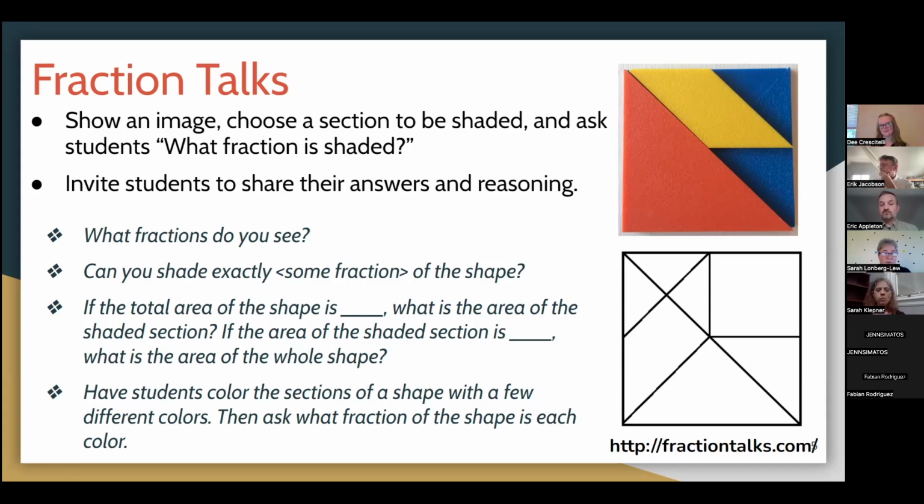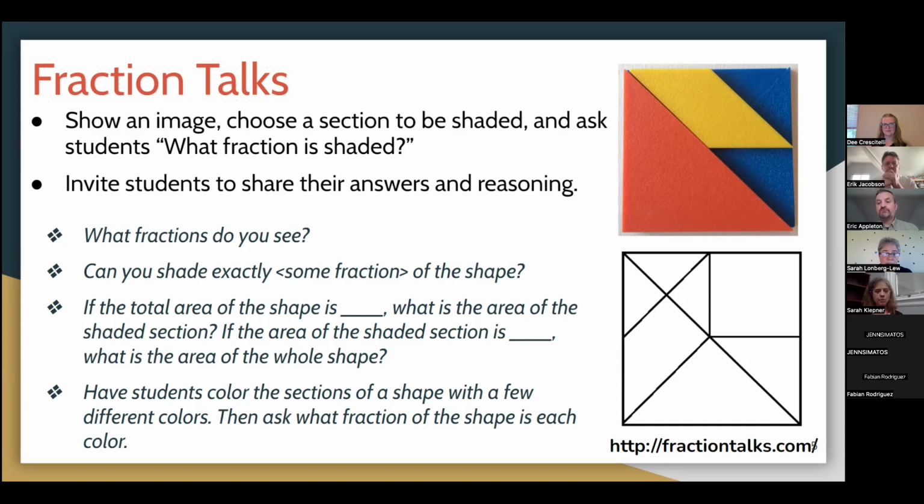I could bring an area lens to it. If the area of the shape is, and I could decide, what number I choose to give you will affect what kind of thinking you have to do, right? If the area of the shape is 100, if the area of the shape is 1, if the area of the shape is 16, you can imagine how your answers to, what is the area of the triangle at the bottom, might differ depending on what area I give you. It could also ask you to color in the shape yourself in different colors and see what fractions emerge from that.